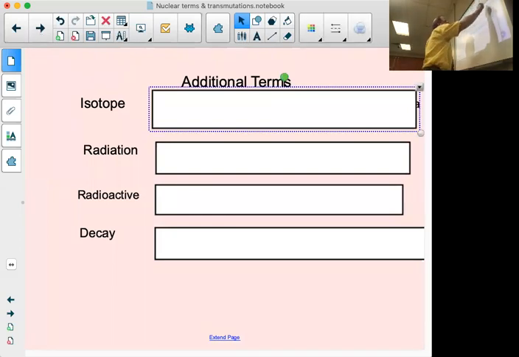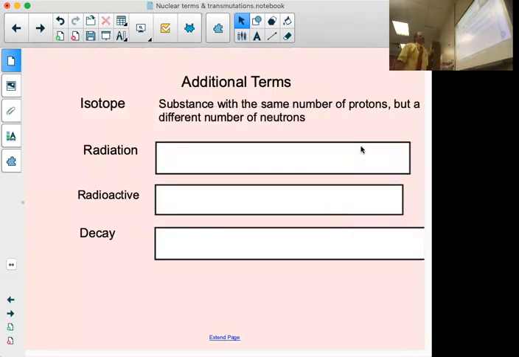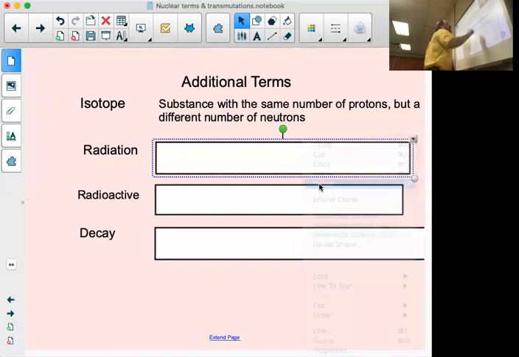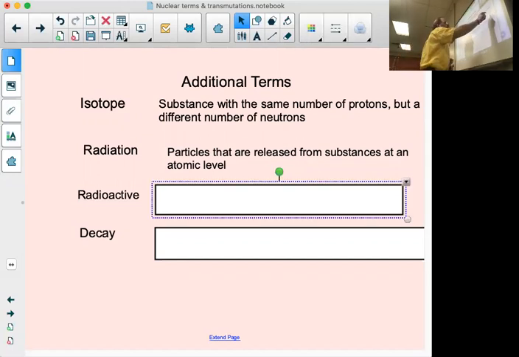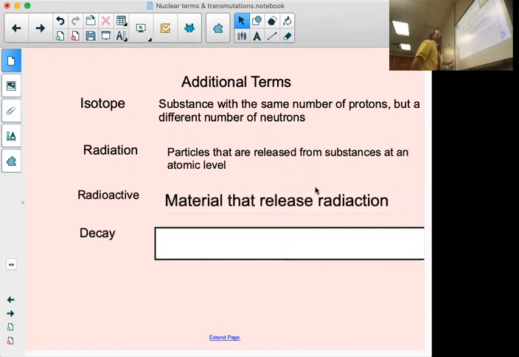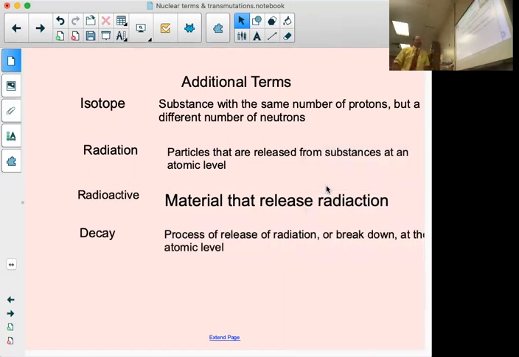Isotope. We've talked about isotopes before. An isotope is a substance with the same number of protons but a different number of neutrons. We talked about that when we talked about abundance at the beginning of the year. Radiation is defined as the particles released from substances at the atomic level. So the particles themselves are called radiation. Radioactive is the material that releases them. So radiation is the particles, radioactive is the material, and decay is the process of releasing radiation, the breakdown at the atomic level.